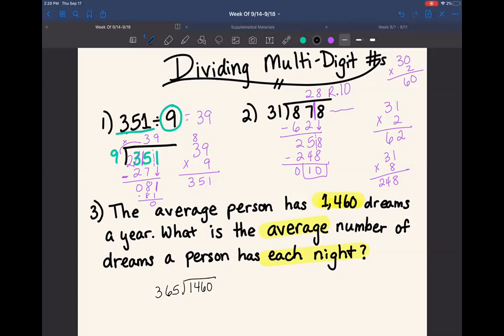No. No. What about 14? Can I go into 14? No. No. No. Now I'm at 146. That's a little bit more promising. We at least have the same number of digits. Can I multiply anything by 365 to get 146? No. No, it doesn't work.